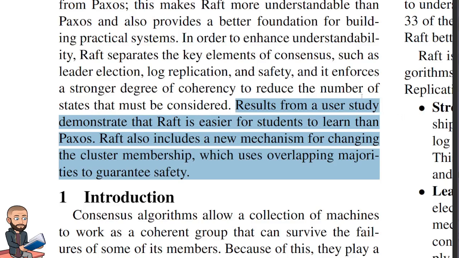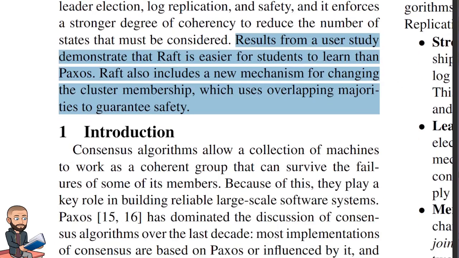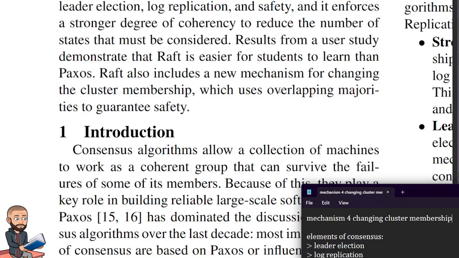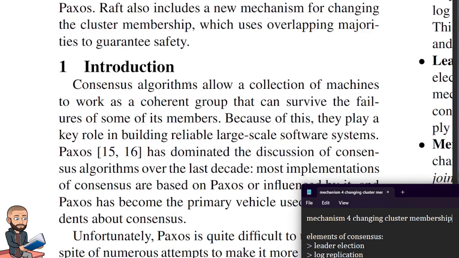Results from a user study demonstrate that Raft is easier for students to learn than Paxos. Raft also includes a new mechanism for changing the cluster membership. So this mechanism uses overlapping majorities to guarantee something they're calling safety.